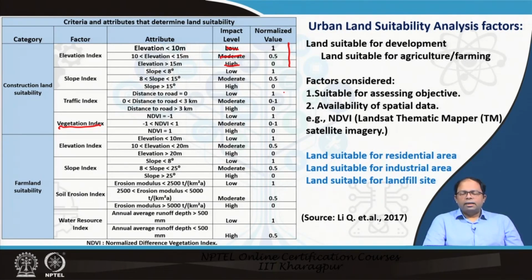And then using this, we can develop land suitable for residential areas or for industrial areas and for landfill sites. So these are the other kinds of analysis that could be done, but probably we will need other factors. Like for landfill, we require many other criteria that need to be looked into. For industrial areas, we will probably look into access to ports and other factors, and so on.